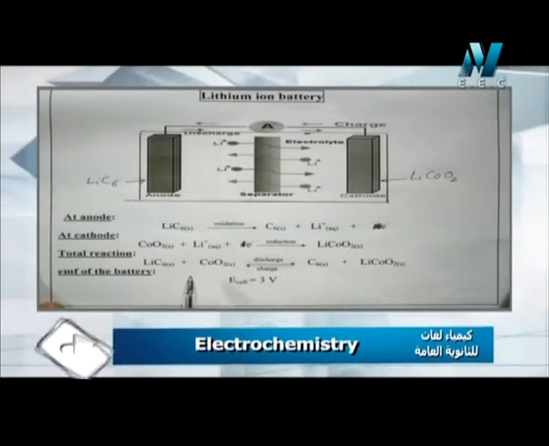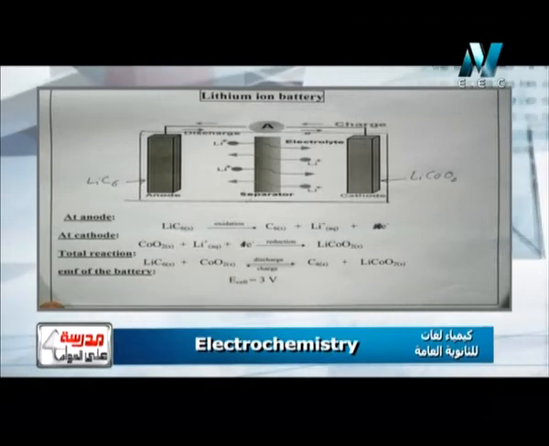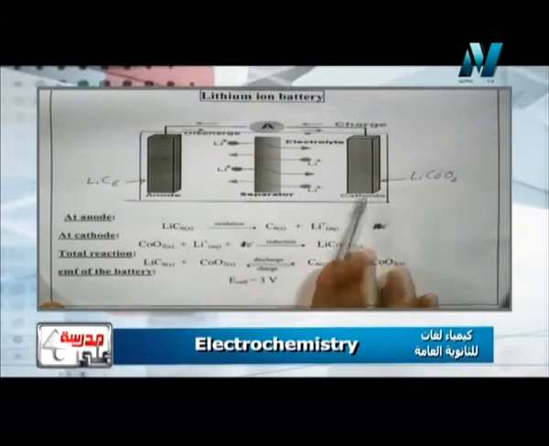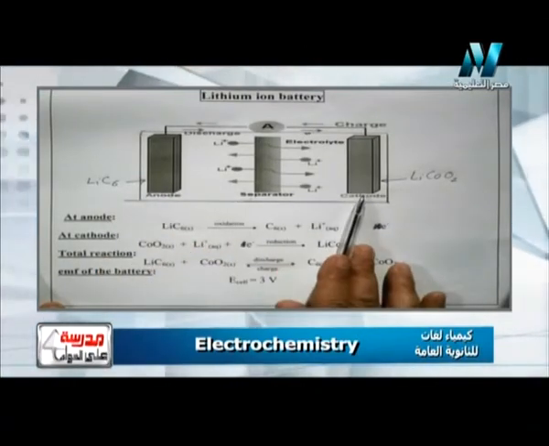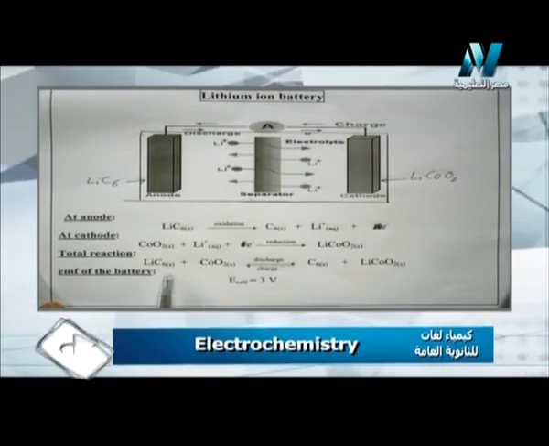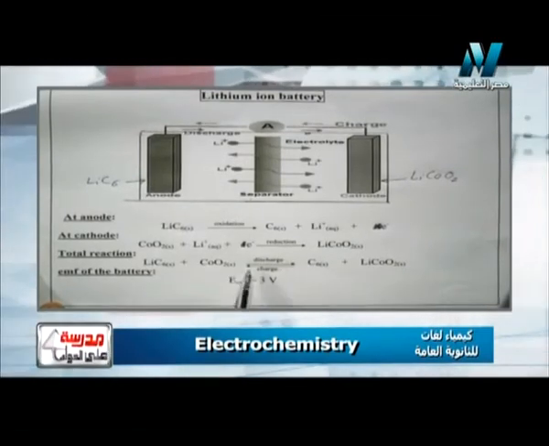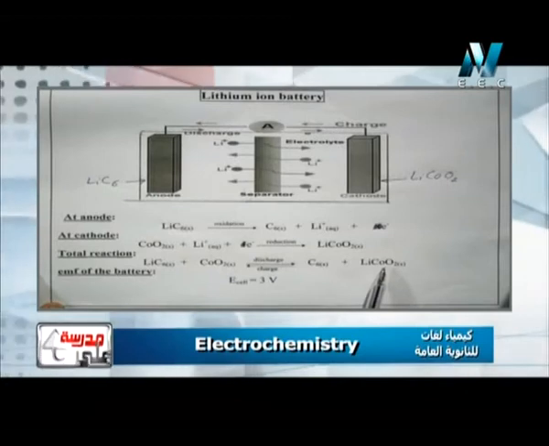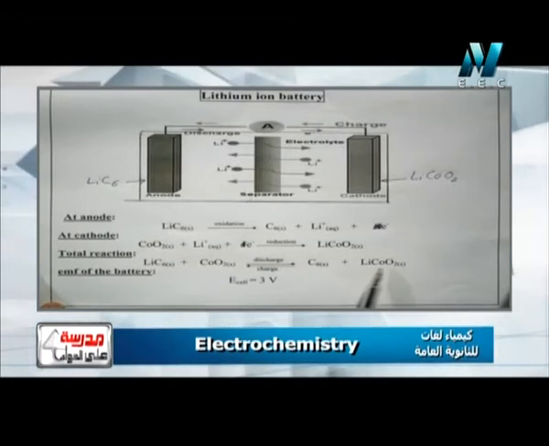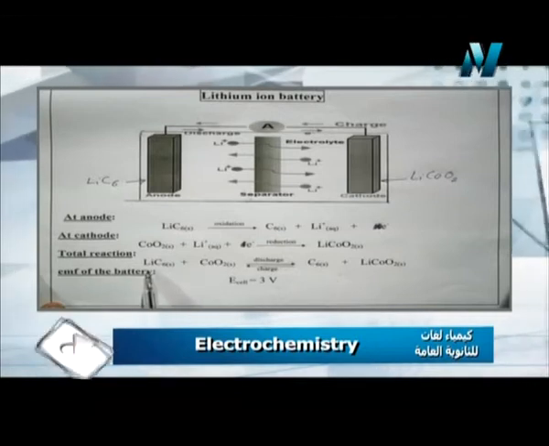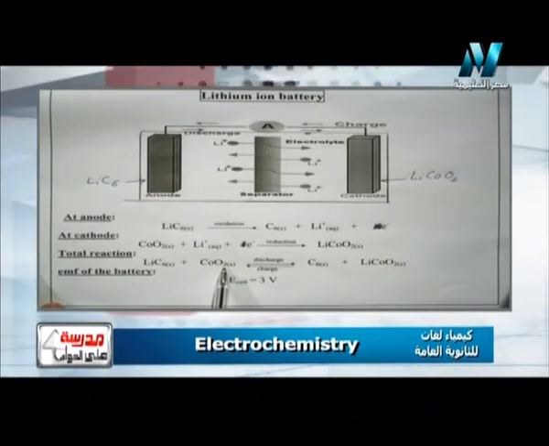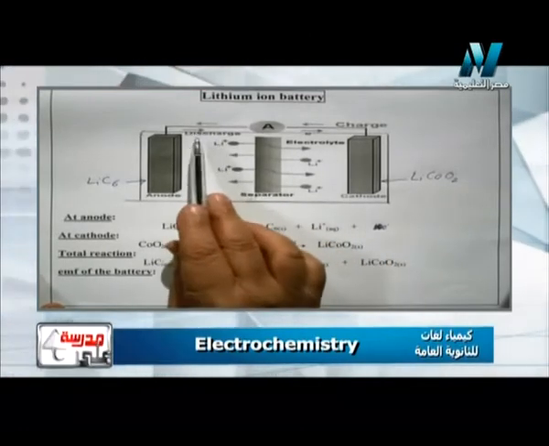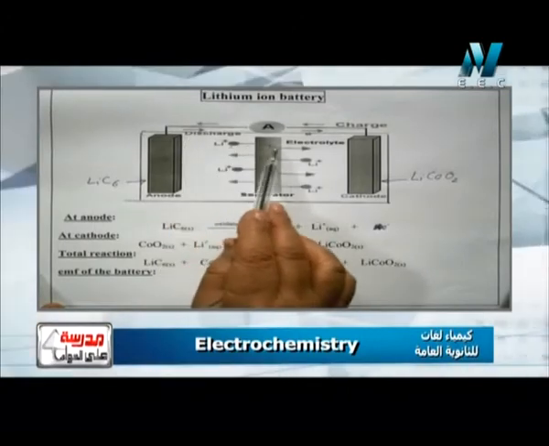And then the total reaction will be LiC6 solid plus CoO2. When the lithium is combined with carbon, it leaves the cathode, and when it leaves the anode, it transfers to the cathode. LiC6 plus CoO2 solid, on discharge, gives carbon and LiCoO2. And when recharging, LiCoO2 combines with carbon to be LiC6 plus CoO2. Here is the transferring of lithium ion. During discharge, the lithium ion transfers from anode to cathode.